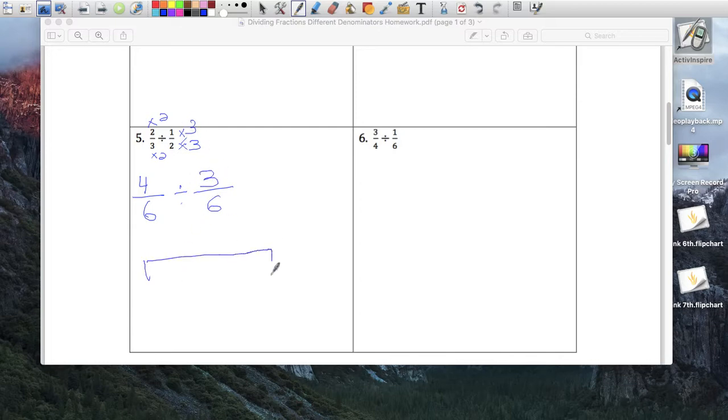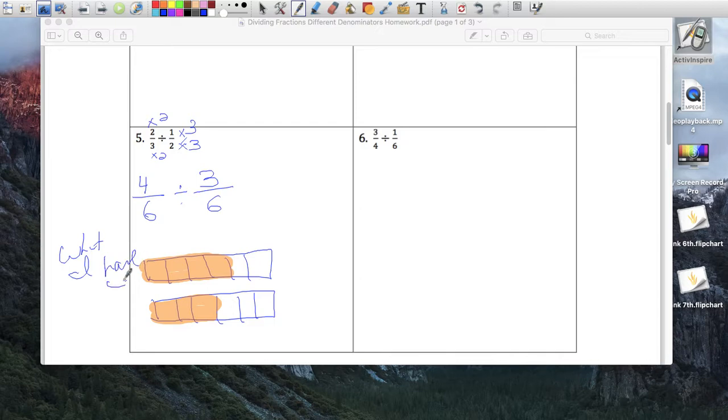I'm going to draw it out. 1, 2, 3, 4, 5, 6. Oh, that's nice. 1, 2, 3, 4, 5, 6. So let's shade in 4/6 is what I have. And this is what I want to make groups of, right? So I want to make groups of 3 on top here. So what I have is 4/6 of something. What I have is this. And I want to make groups of 3s.